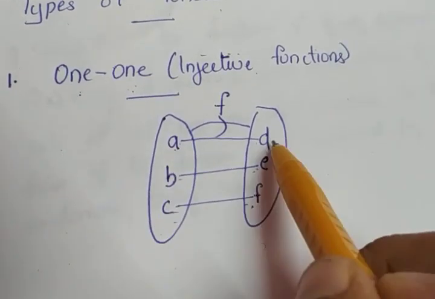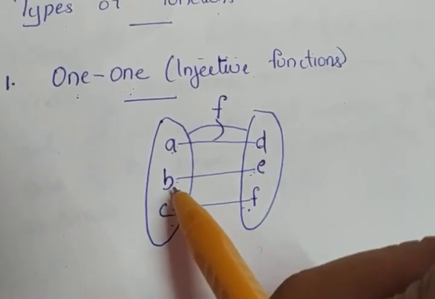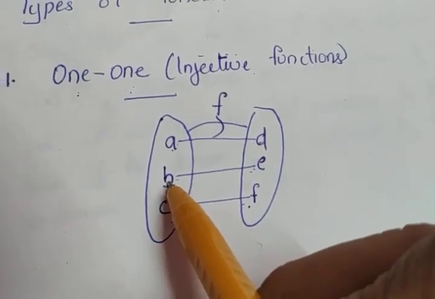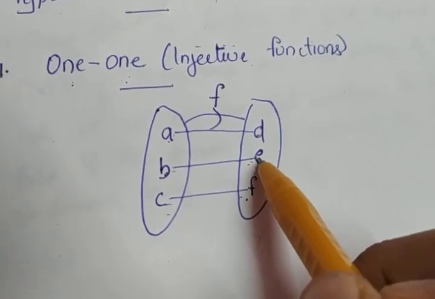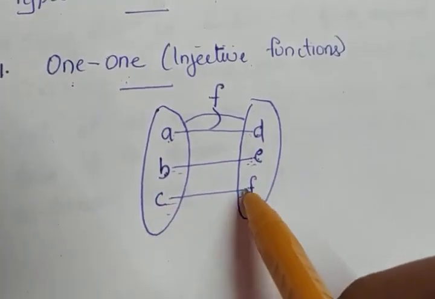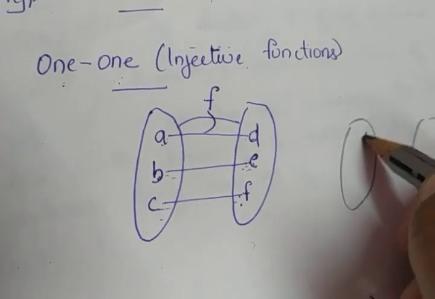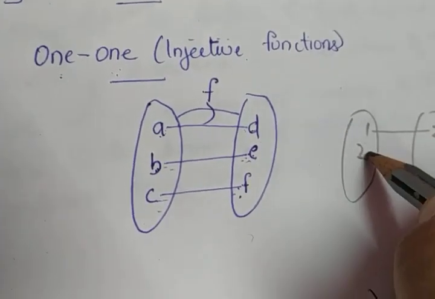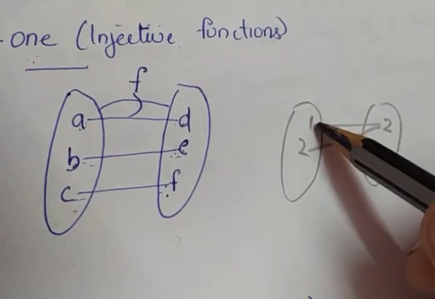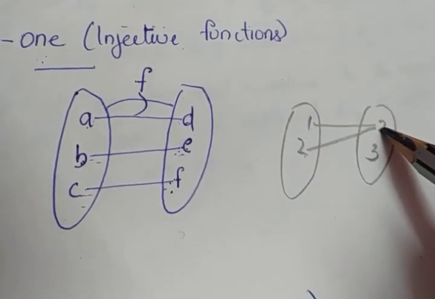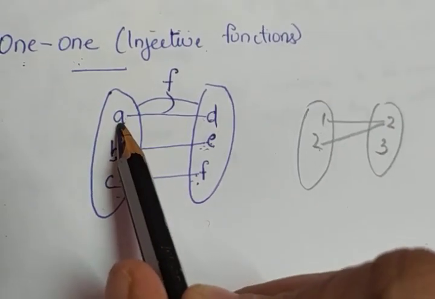One element is mapped to only one element in the second set. If I am taking the second element from the first set, it must be mapped to another element in the second set. So it is 1-1 correspondence. If I am taking another example, will this be a 1-1 function? No. Why? Because 1 and 2 both have the same image 2. Is it clear now?